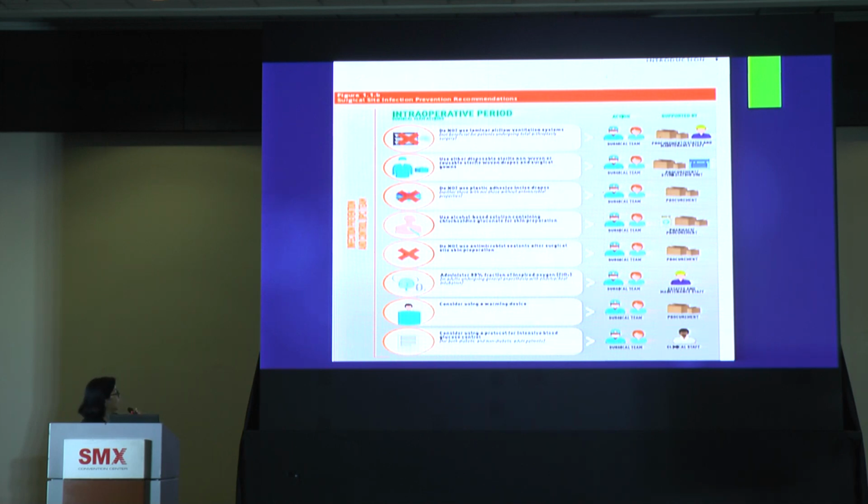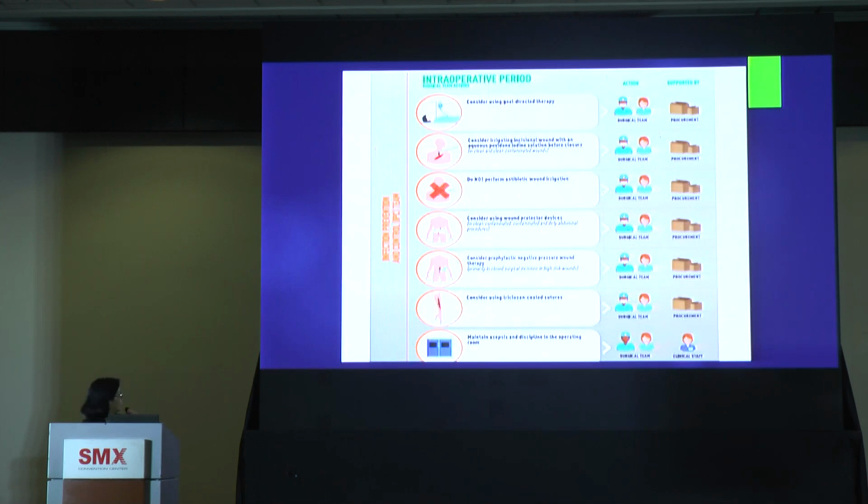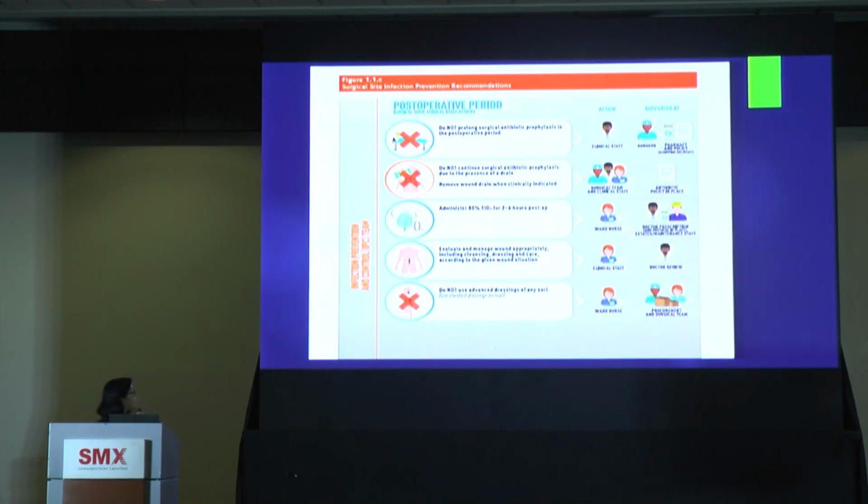And the use of alcohol-based solutions. And consider using a warming device to promote normothermia. And consider using a protocol for intensive blood management, because blood transfusion is also a risk factor for surgical site infection. The last line there is to maintain asepsis and discipline in the operating room. Okay. And for the post-operative phase, do not prolong surgical antibiotic prophylaxis and administer oxygen in the post-operative period for the next 6 hours.